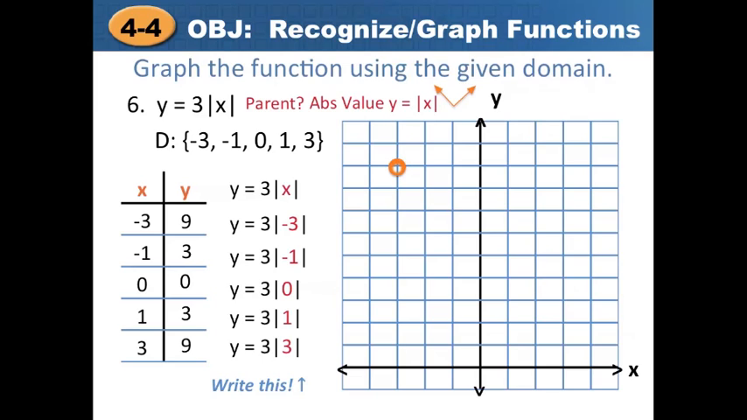When you plot your points on your graph paper, notice whether or not it will make a V shape. If a point is not lining up, then go back and check your work for your table or how you've plotted your point on the graph.